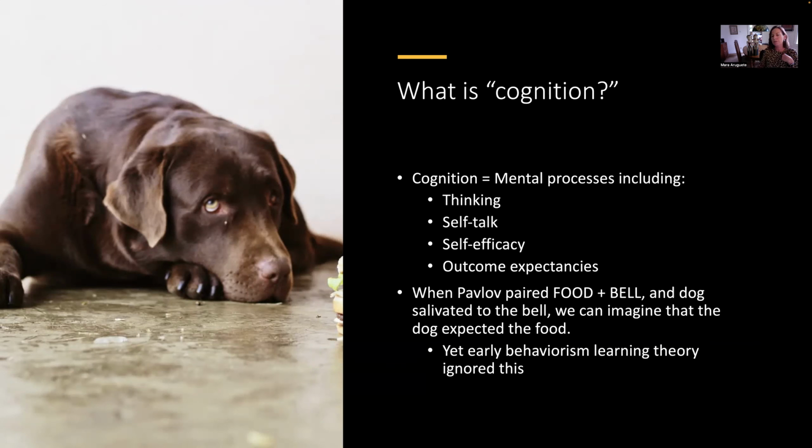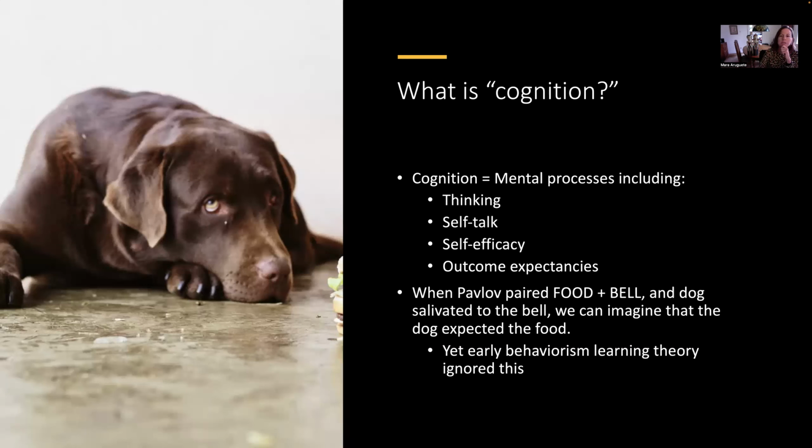So when Pavlov paired the food and the bell, all that they really recognized was salivation to the bell or salivation to the food, because Pavlov was under the influence of behaviorism, meaning they just didn't pay any attention to cognition at all. But when the dog started salivating to the bell, we can guess that because the bell was paired with food, the dog came to expect the food when the bell rang, right? So early behaviorism learning theory had completely ignored this.